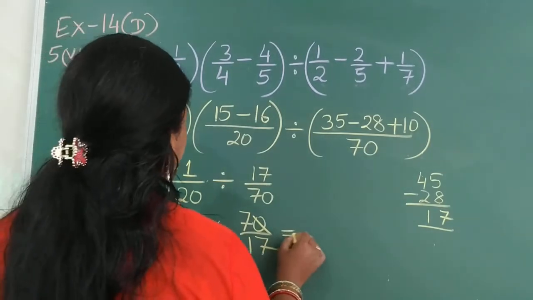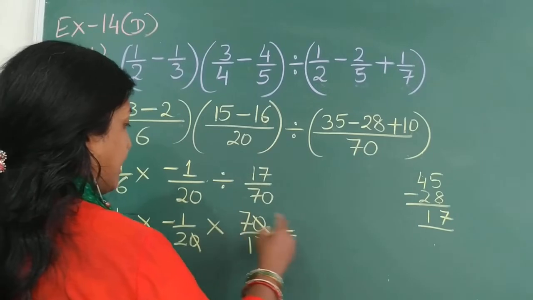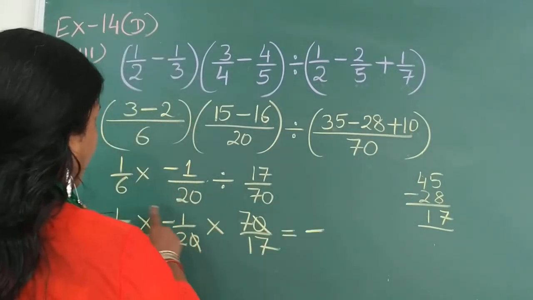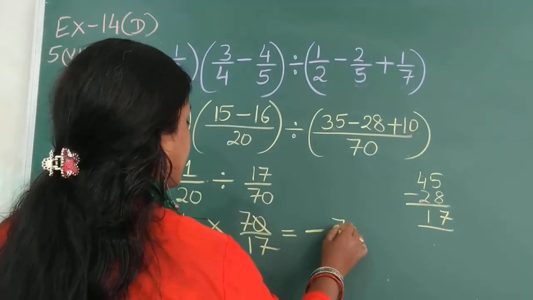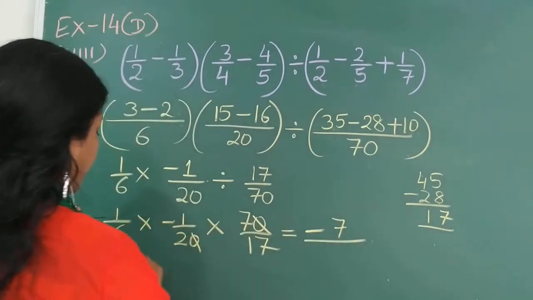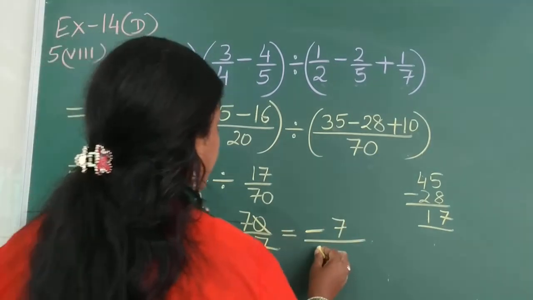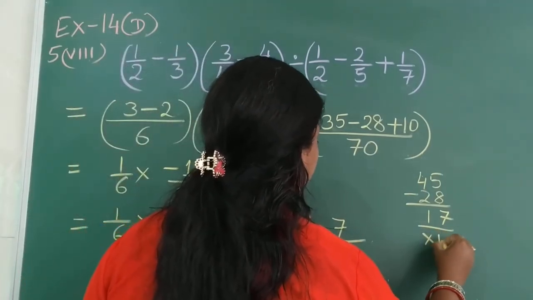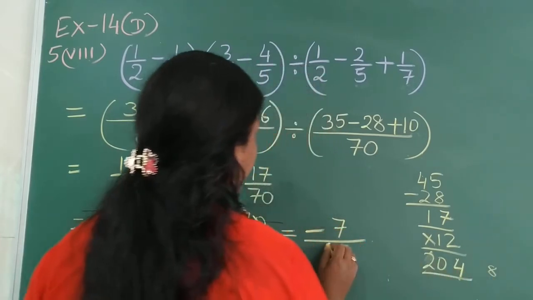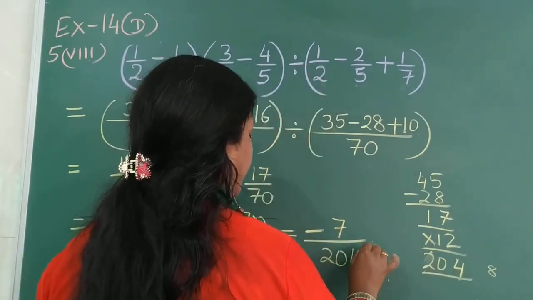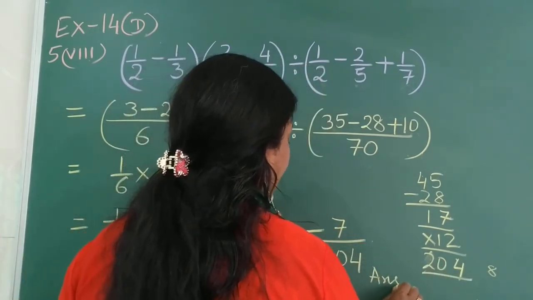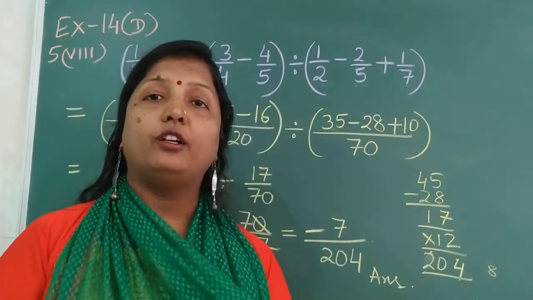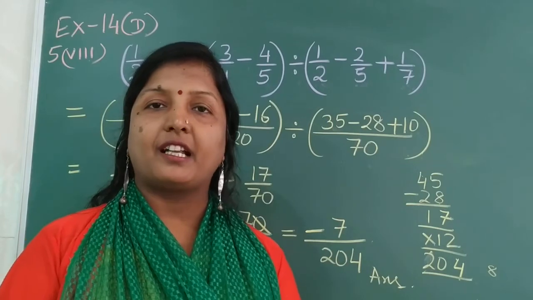So our answer will be plus into minus into plus. First we will calculate the sign. So the sign should come minus. 1 into 1 into 7 gives us 7. By 6 2s are 12. 12 into 17 gives us, go for multiplying, 204. So our answer will be minus 7 by 204. I hope you could understand this, children.